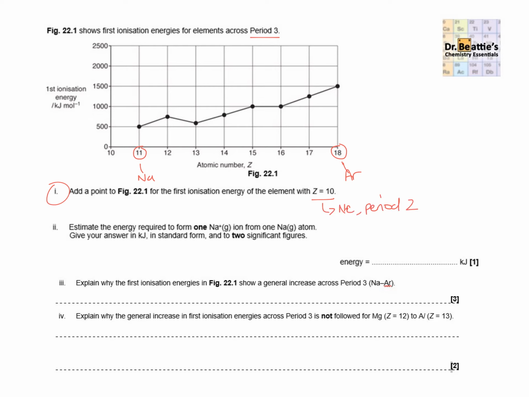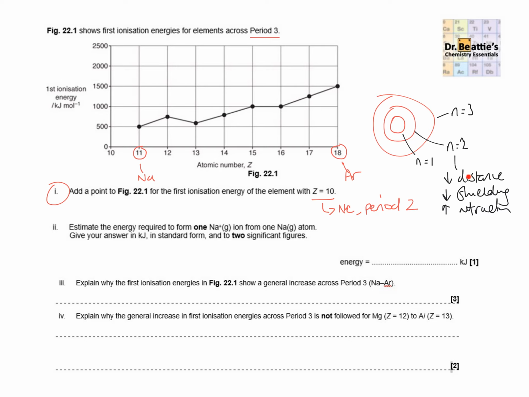So if we quickly just sketch the shell configuration, you can see that period 3 here, all of the electrons are in the third shell. Now, with neon being in period 2, that means the electrons are in the second shell. So as a result, we would have decreased distance, because the second shell is closer to the nucleus. It would have decreased shielding, because there's only one inner shell. And therefore, these culminate to form an increased nuclear attraction between the nucleus and the outer shell of this neon.